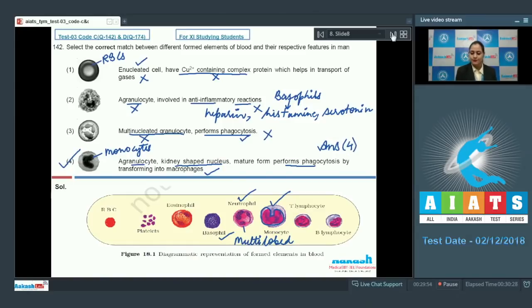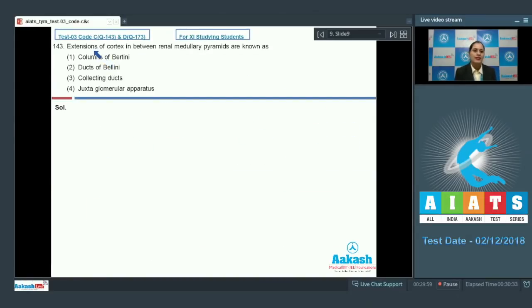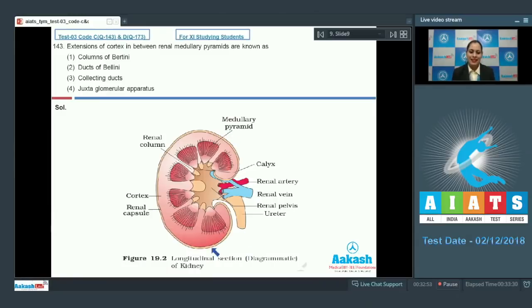Let's discuss our next question. Question number 143. Extensions of cortex in between renal medullary pyramids are known as. As you can see in this diagram which is given in your NCERT book, which represents a longitudinal section of kidney, you can see here that the extension of cortex in between these renal or medullary pyramids is known as renal column. Renal column is also known as columns of Bertini.